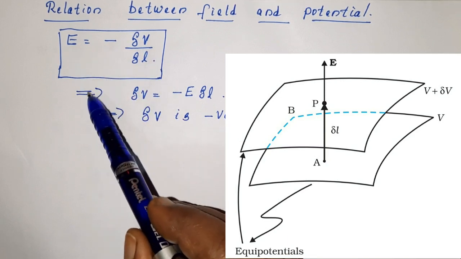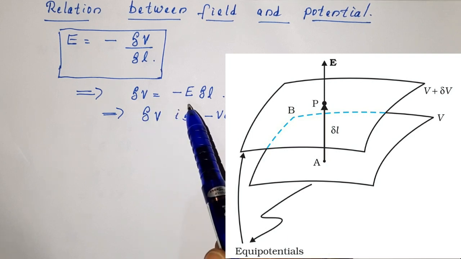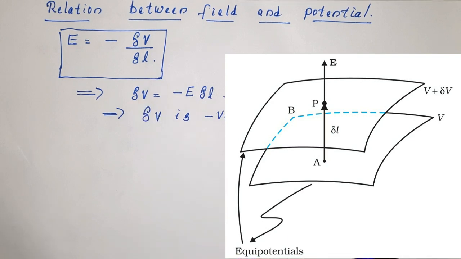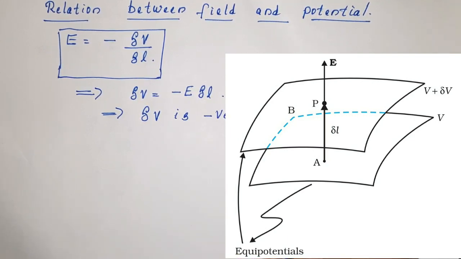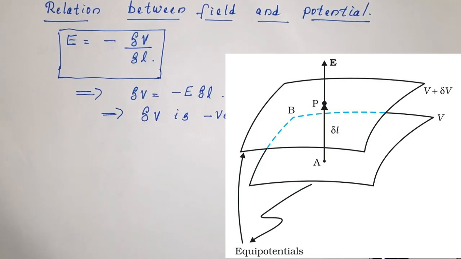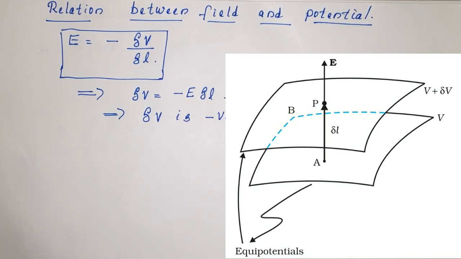And what does this equation imply? This implies that delta V is equal to minus E delta L. What does it mean? Delta V is negative. Delta V negative means which surface? You look in the diagram. Which surface is at higher potential? If delta V is negative, B is at a lower potential compared to what? A. So A is at higher potential and B is at lower potential.